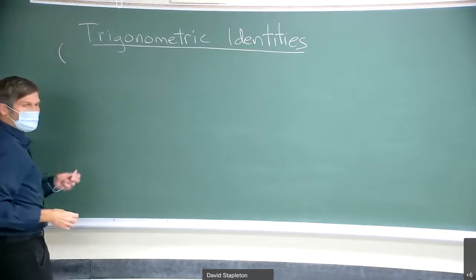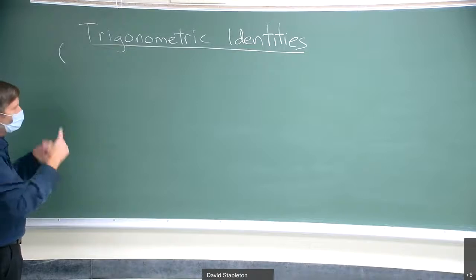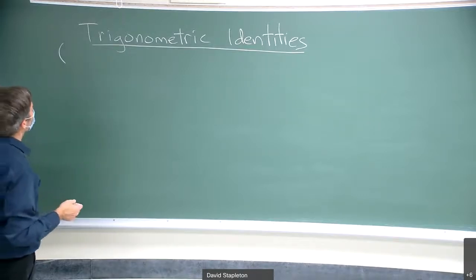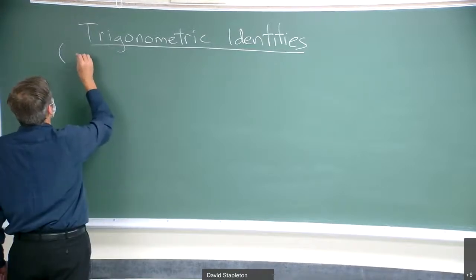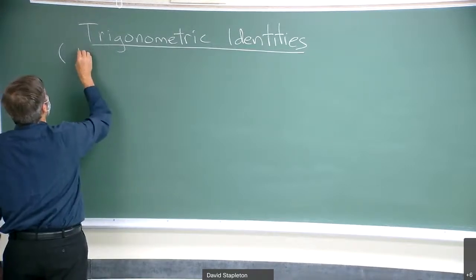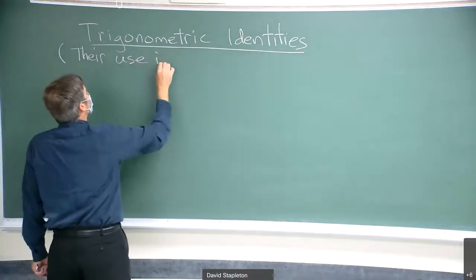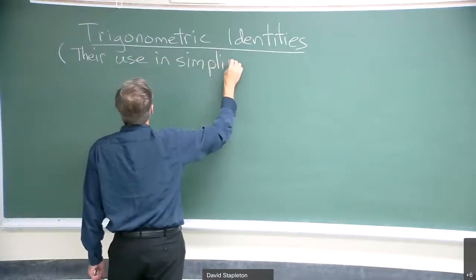It turns out in the sciences you often get expressions that are messy, but they simplify a lot because of identities. And so one of the important things of these trigonometric identities is their use in simplifying complicated expressions in trigonometry.